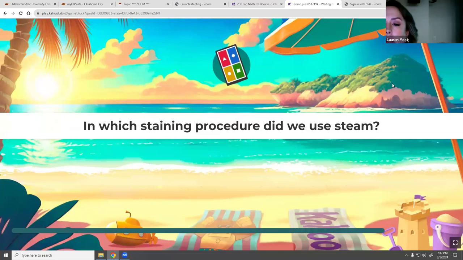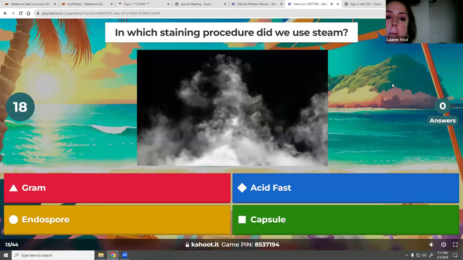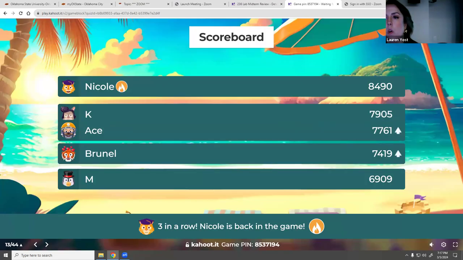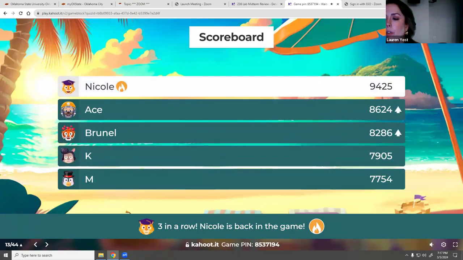In what staining procedure did we use steam? All right, end of score. That is correct. Remember, we're going to be using that heat, that steam to force that malachite green into the endospores themselves. The vegetative cells won't hold on to it if you do it properly.